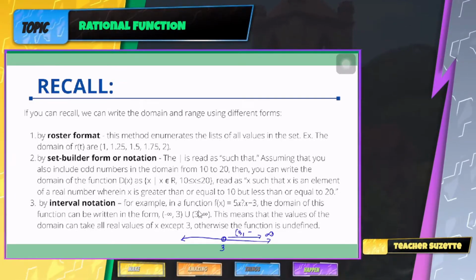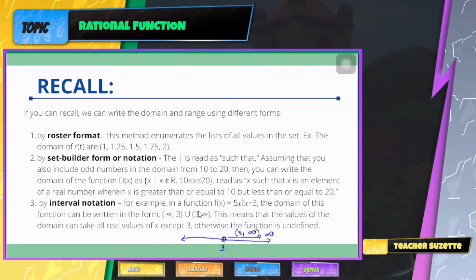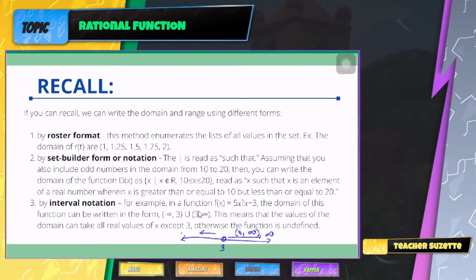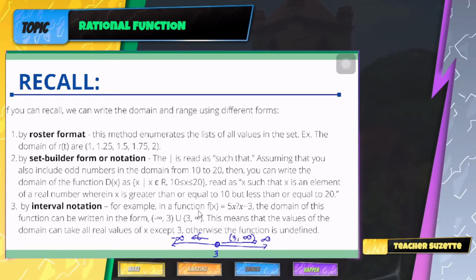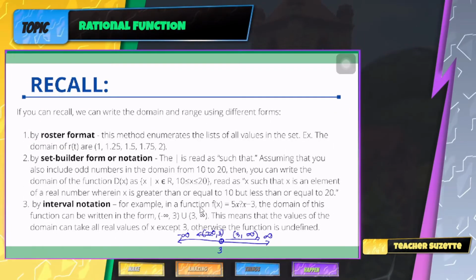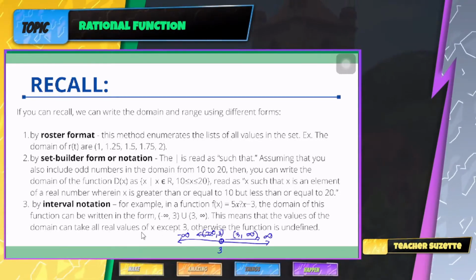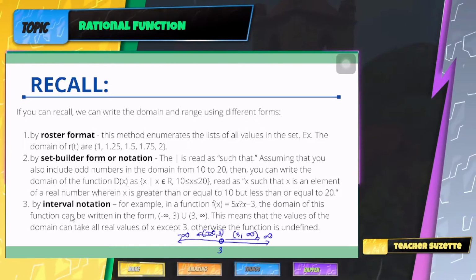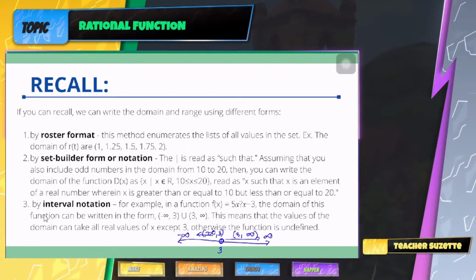that is the interval 3, infinity. Then on the left side, as you approach negative infinity, that is the interval negative infinity, 3. The domain is just the union of the left side and the right side. That is already a representation of all the possible values of your domain. So you can write it in set builder or interval notation.